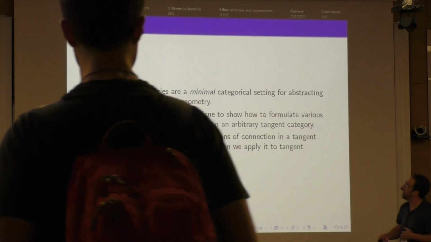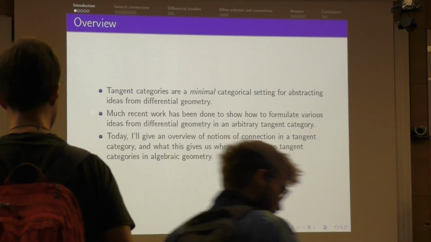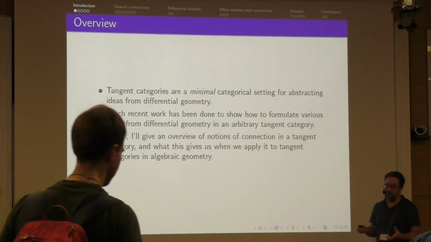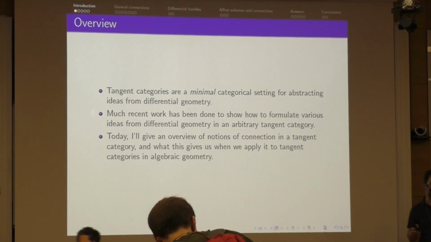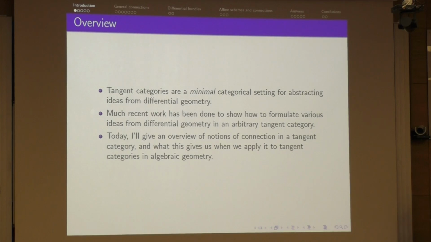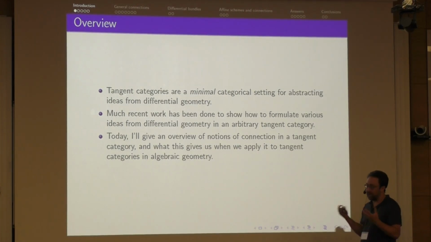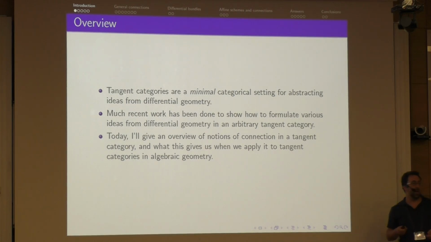So just as an overview, tangent category is sort of a minimal categorical setting for abstracting ideas from differential geometry. And I say that in comparison to synthetic differential geometry, which is one of the original categorical approaches to differential geometry. It's a very nice setting in which one can make precise a lot of the very old ideas about how to do differential calculus in terms of infinitesimals. It's a very nice, powerful setting.